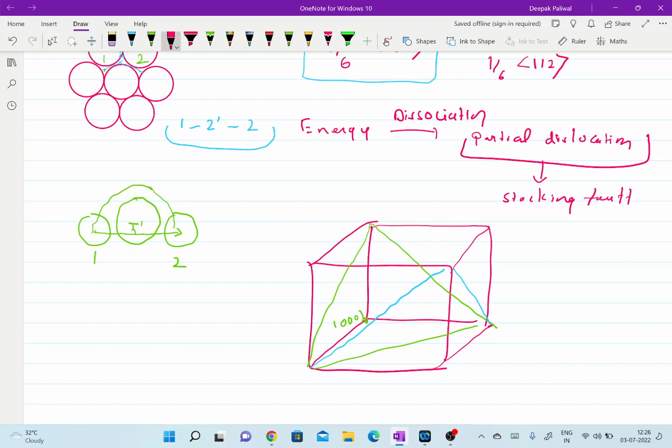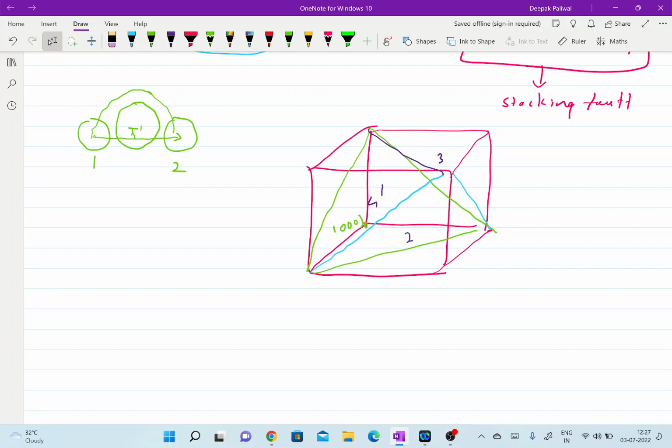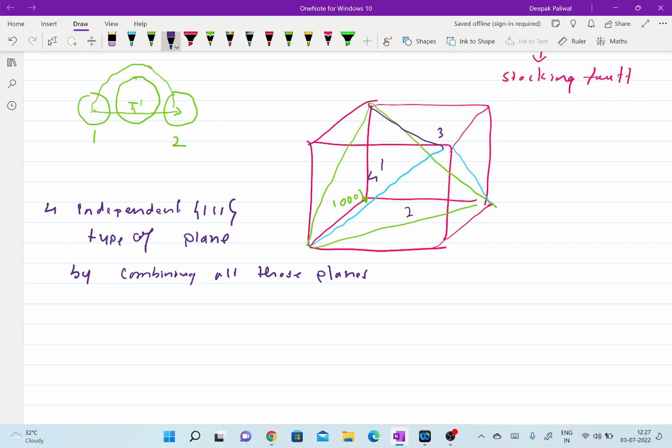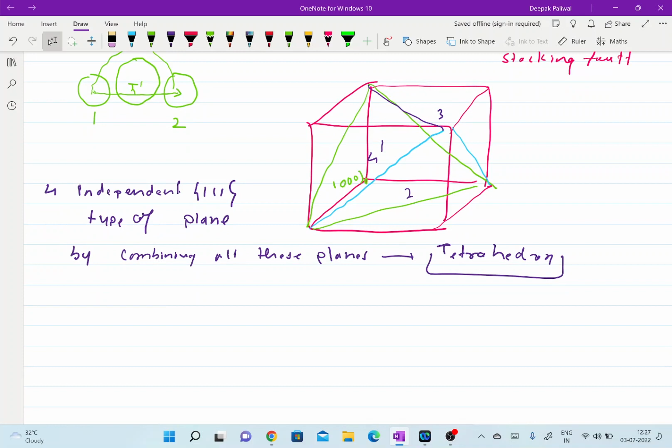Again, if I draw another plane, let me use a different color. So this is like this. So this is one plane, second plane, third plane, fourth plane. So by drawing different planes in the FCC unit cell, I am having four independent 111 type planes. By combining all these planes, I am having a geometry known as a tetrahedron. So if I open this tetrahedron, then I will have a Thompson tetrahedron, which can explain all types of perfect dislocations, all types of planes, all types of partial dislocations, mainly the Shockley partials.